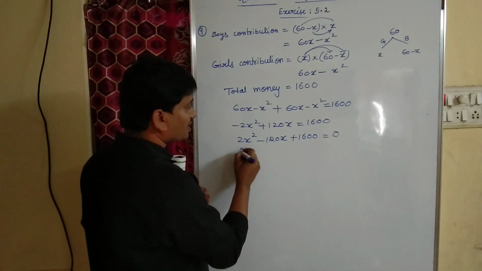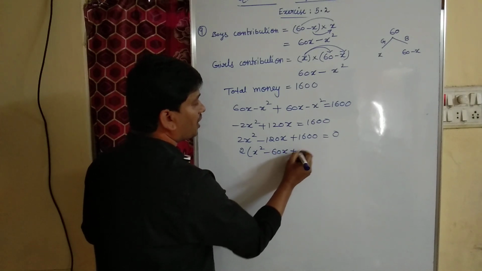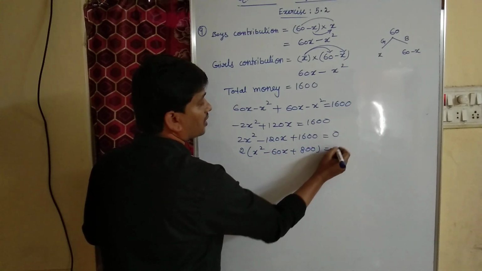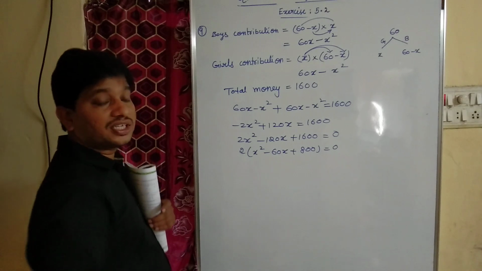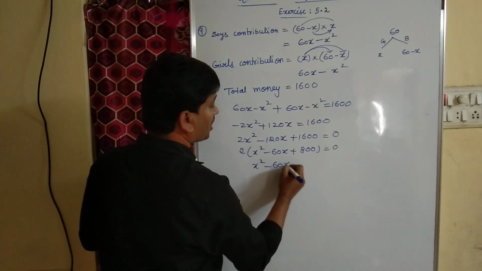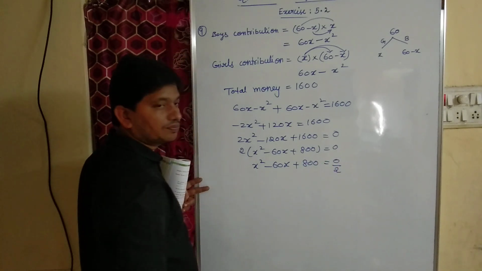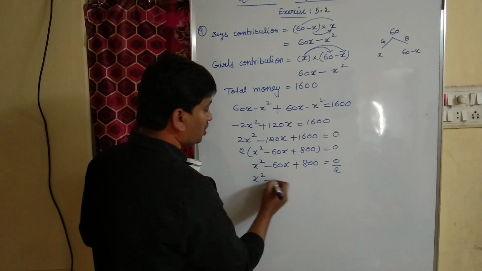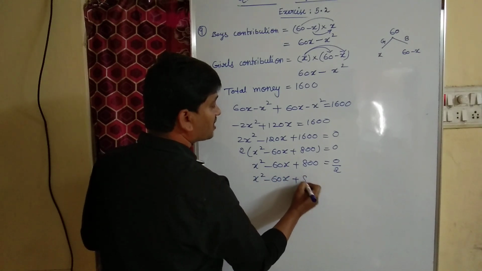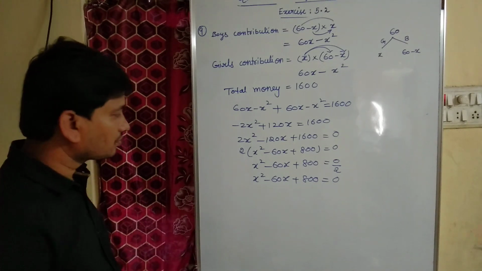Again I can take 2 as common, children. x square, 2 into 60 is 120, 2 into 800 is 1600. So x square minus 60x plus 800 equal to 0 by 2. So 0 by something is 0 only, children. x square minus 60x plus 800 equal to 0.